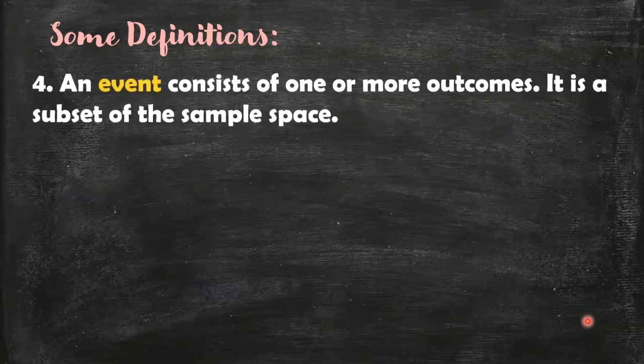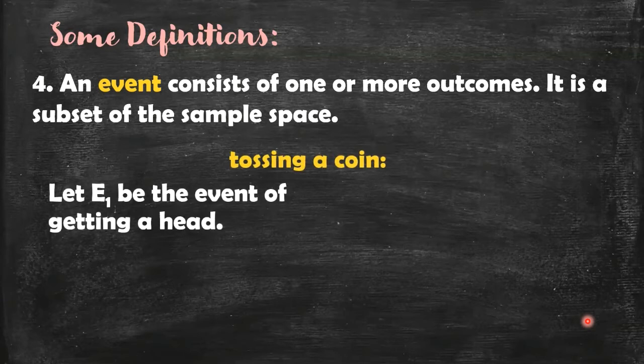Another definition. What is an event? An event consists of one or more outcomes. Okay? It is a subset of the sample space. So let's consider the experiment of tossing a coin. Let's have this event. Let E sub 1 be the event of getting a head. So, ibig sabihin, your E sub 1 looks like this. It's a set containing H.